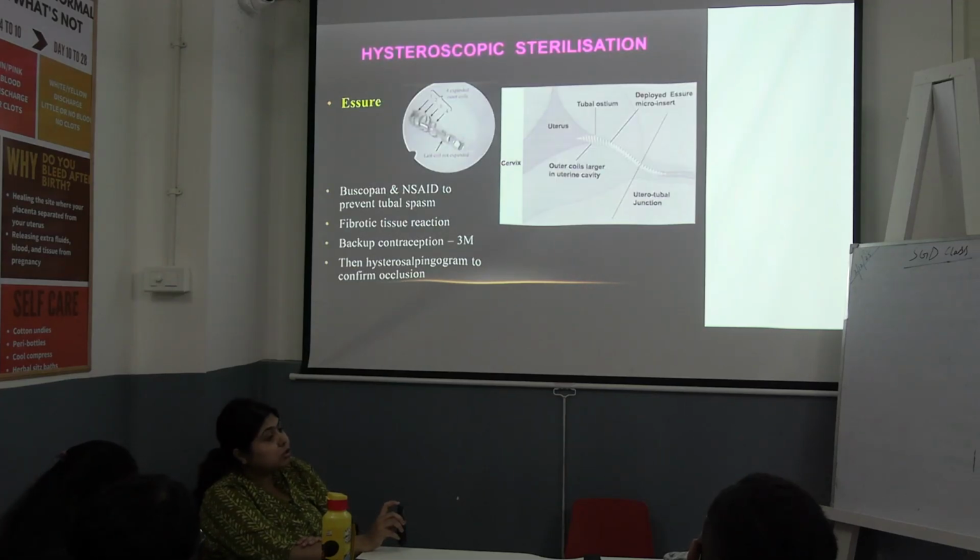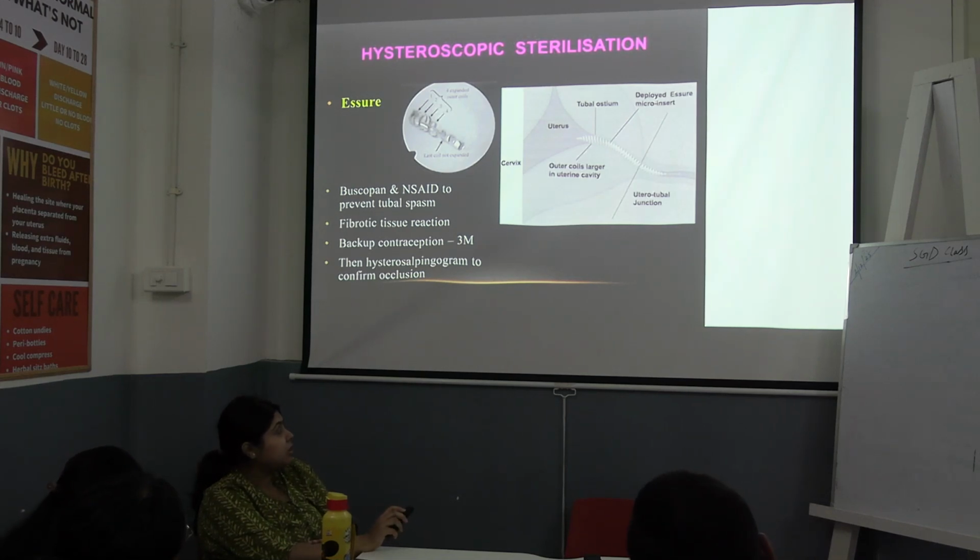Now, coming to hysteroscopic tubal ligation. How will you do ligation hysteroscopically, or rather we should say hysteroscopic female sterilization. Here we do not ligate. Hysteroscopically, the uterine cavity can be examined, and when both the cornu and the tubes are examined, we insert an Essure. Essure is a coil-like device. This coil-like device is passed into the tubal ostium.